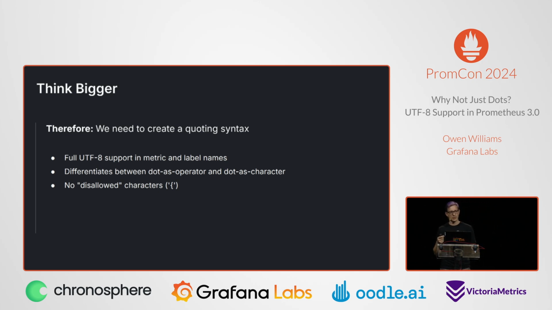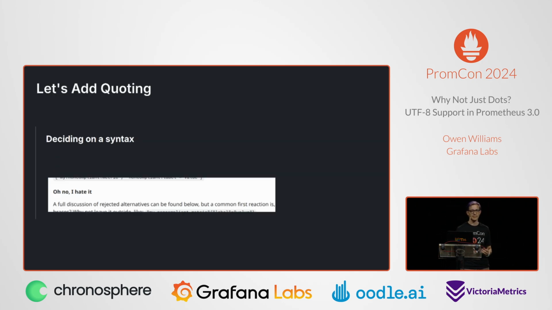The goals for that syntax are, OK, we want to be able to support full UTF-8 in metric and label names. A quoting syntax will help us differentiate between the dot as operator and dot as character. If the dot is inside the quotes, then it's a character. If it's outside, it's the operator, so that's preserved. And it avoids the issue of disallowed characters, which is, oh, you need to do special escaping for something that's fairly common. And then the next task is to come up with a syntax.